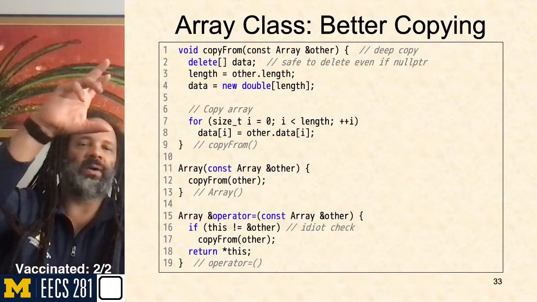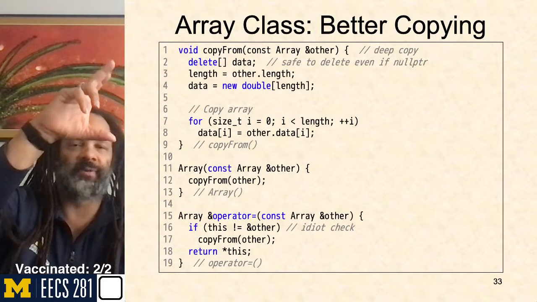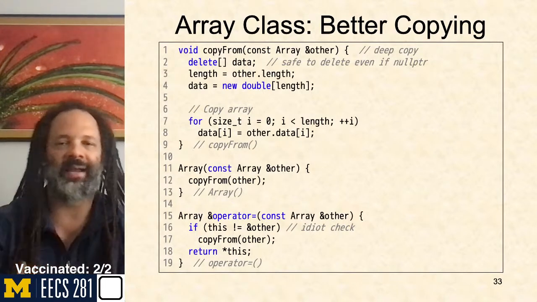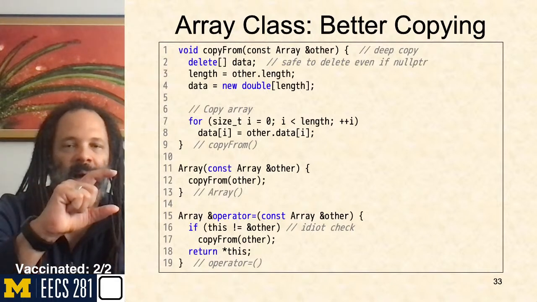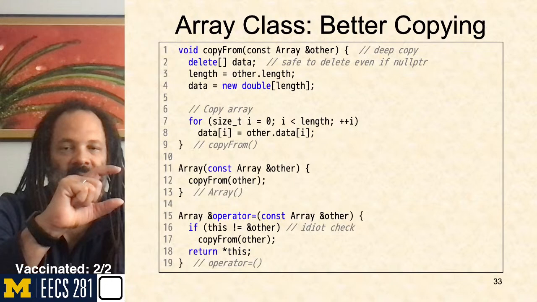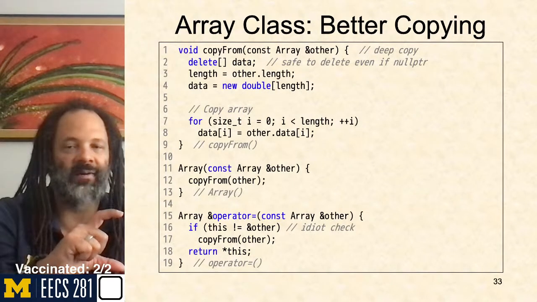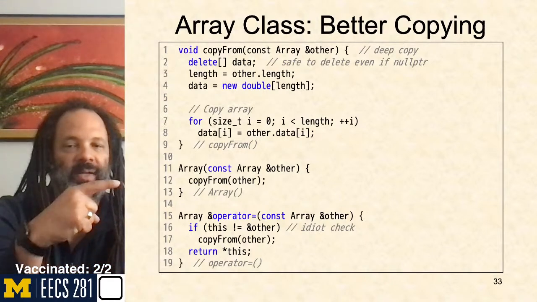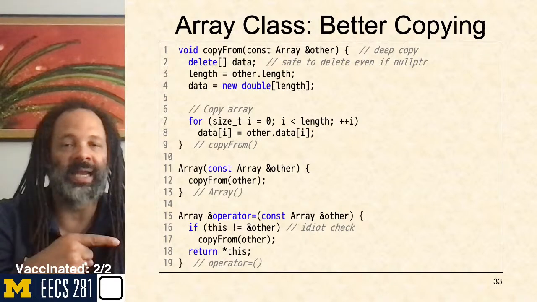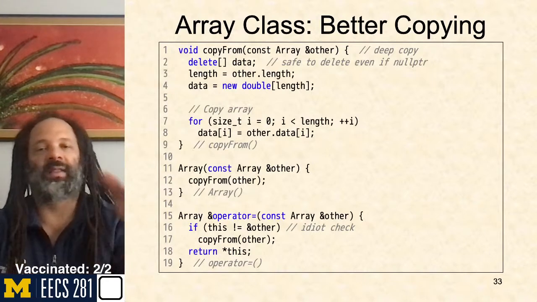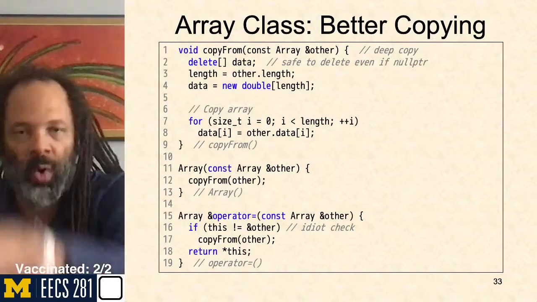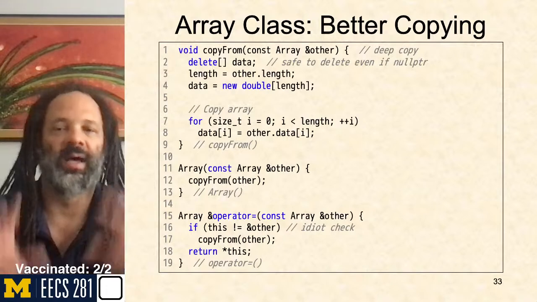And you see that's done here in lines 1 through 9. We've written this copy from function. So that copies my data from some other array. I can use that inside of my copy constructor here at line 11, and I can also use that inside of my operator equals here starting at line 15. So both of them make a call to copy from, and those both call the same code that makes sure we've got enough space in data, has our length set properly, and then makes our own deep copy of whatever was in other.